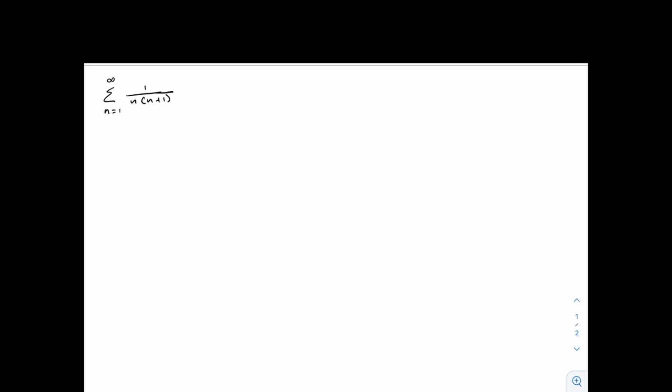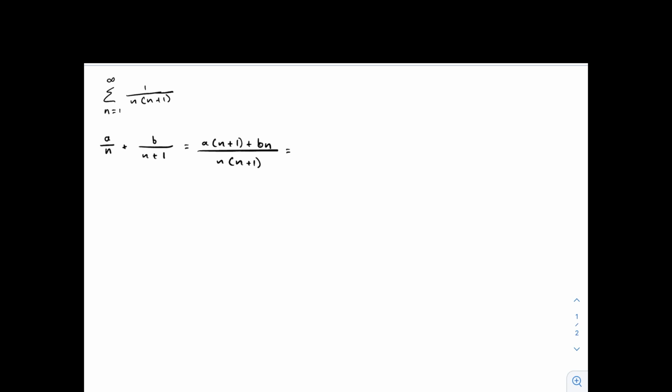Today we're going to be discussing this infinite sum. The first step I'm going to be taking is applying the idea of partial fraction decomposition. So if we do that, we'll write a over n plus b over n plus 1 is a times n plus 1 plus bn over n times n plus 1.